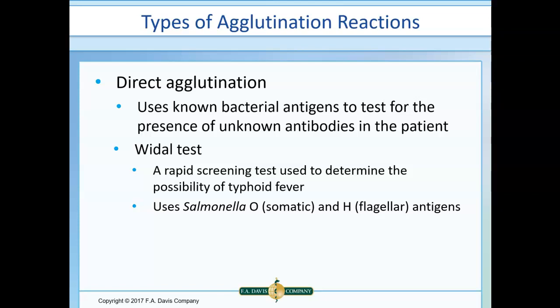The first type of agglutination is direct agglutination. So this uses known bacterial antigens to test for the presence of unknown antibodies in the patient. The first one we'll talk about is the Widal test. This is a rapid screening test to look for typhoid fever. It uses Salmonella O and H antigens to look for Salmonella.